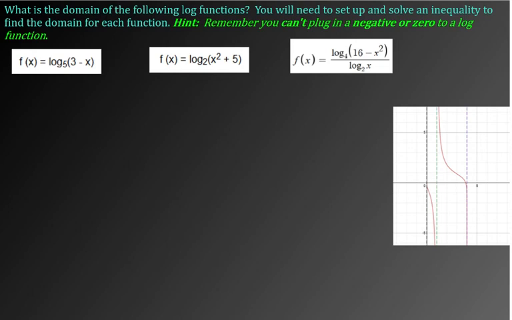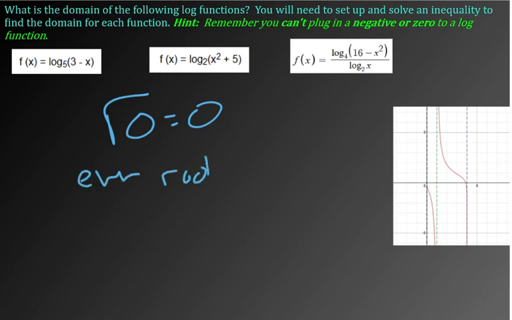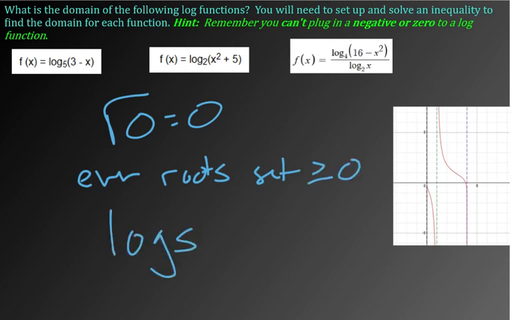And just like with even root functions, we had to set up and solve an inequality to find the domain. We're going to have to do the same thing. Basically here, it's a little different. You just can't plug in a negative or 0 to a log function. Before with square roots, like even roots, we could take the square root of 0. It's 0. That was fine. So for the even roots, what we did was we set it greater than or equal to 0. For logs, we're going to just set the inside strictly greater than 0, okay?